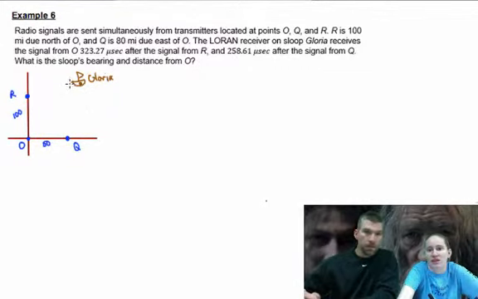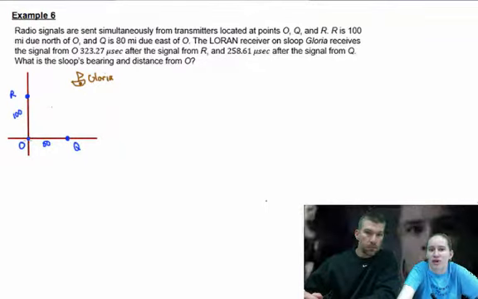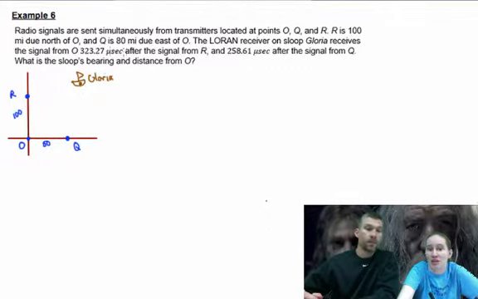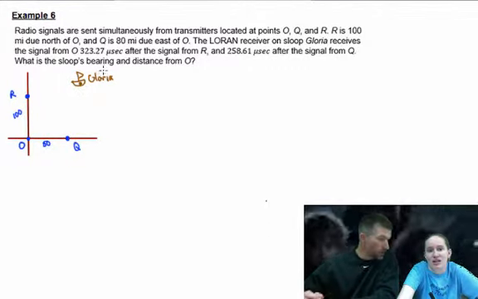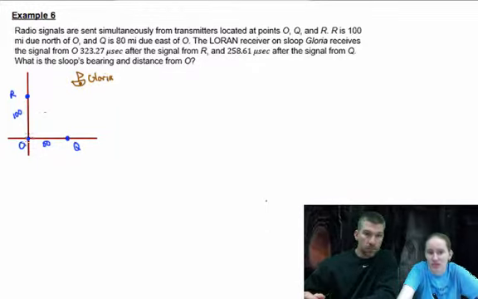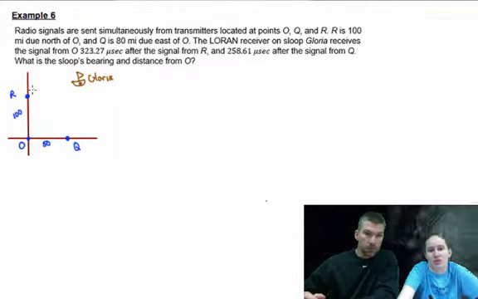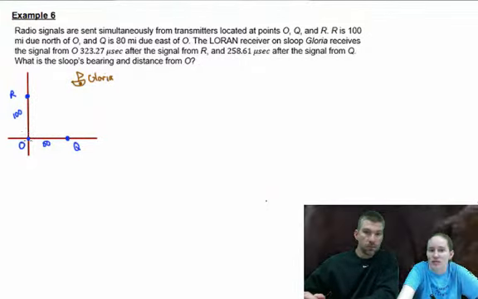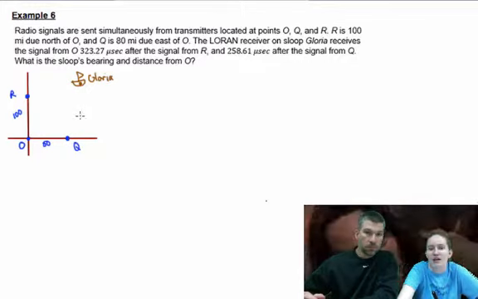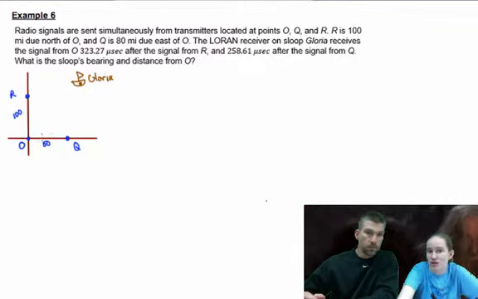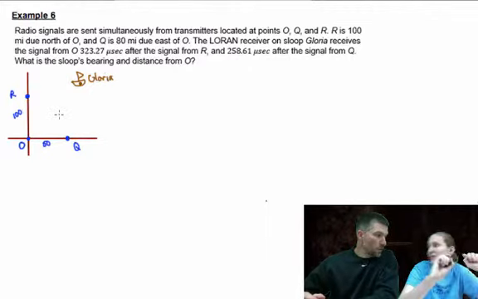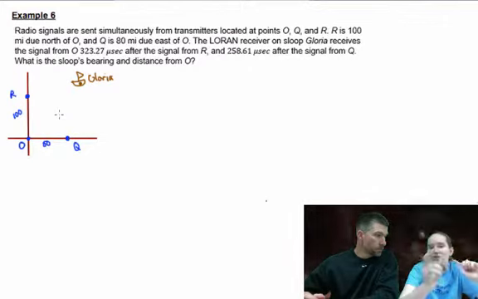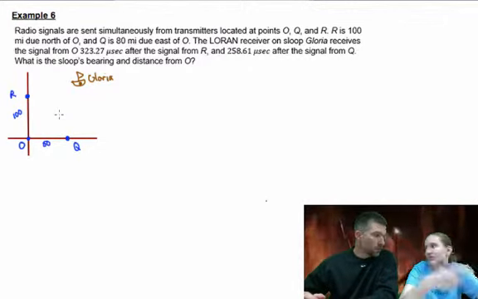And it tells us that the sloop Gloria receives the signal from O 323.27 microseconds after the signal from R, and then it tells us how long between the signals from O and Q. It asks us what the sloop's bearing and distance from O are. This is neat because if you're pinging back and forth between boats and transmitters, then as long as you have enough points, you can have GPS coordinates for anything you want.